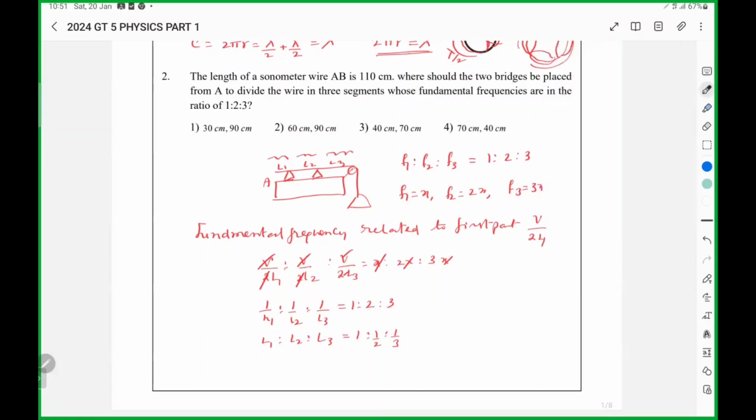Which is 6 is to 3 is to 2. So the total length he has given is 110 centimeters. So the first wedge, where it is placed: 110 into 6 by 6 plus 3 plus 2, 11, that is 60 centimeters. So another one, 110 into 3 by 11, that is 30.